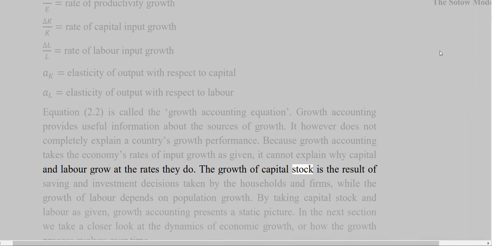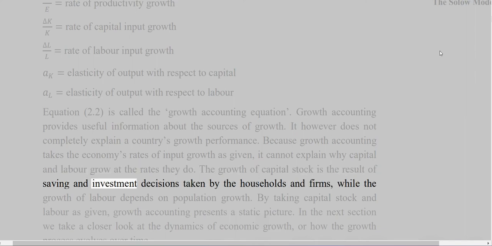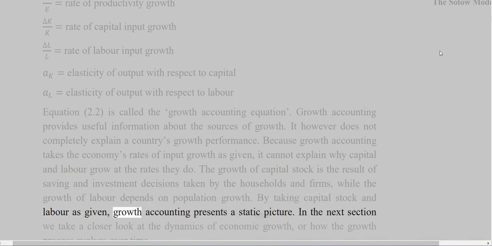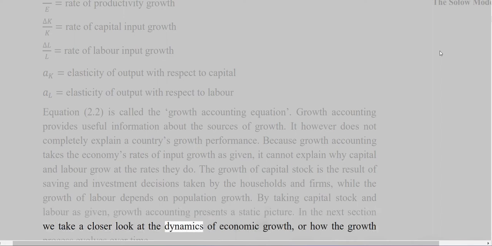The growth of capital stock is the result of saving and investment decisions taken by the households and firms, while the growth of labor depends on population growth. By taking capital stock and labor as given, growth accounting presents a static picture. In the next section, we take a closer look at the dynamics of economic growth, or how the growth process evolves over time.